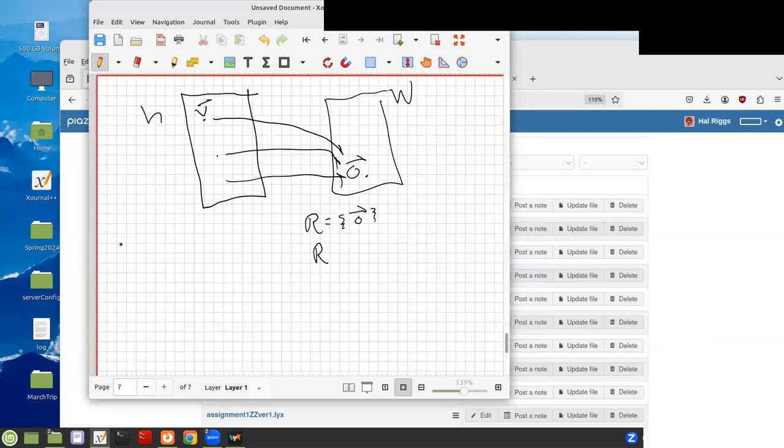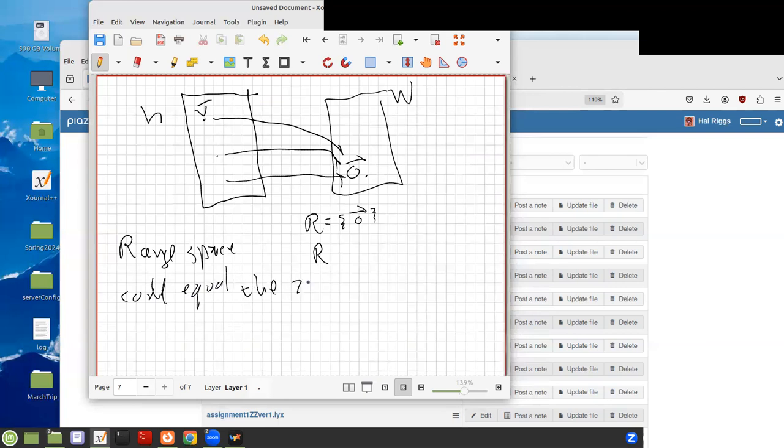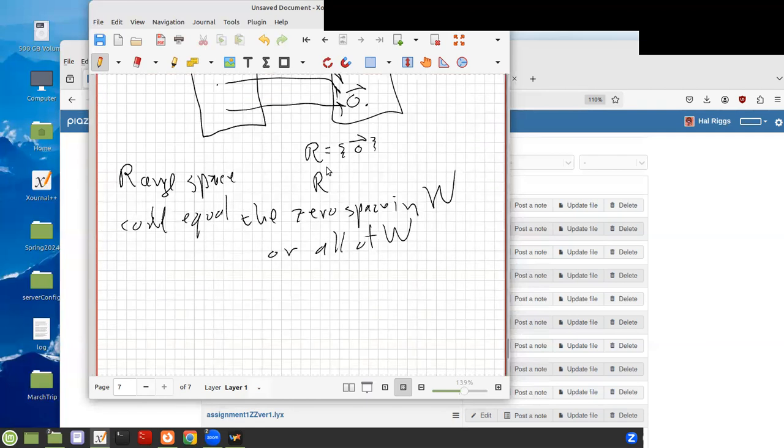So the range space could equal the zero space in W, or all of W, or something in between. Okay.